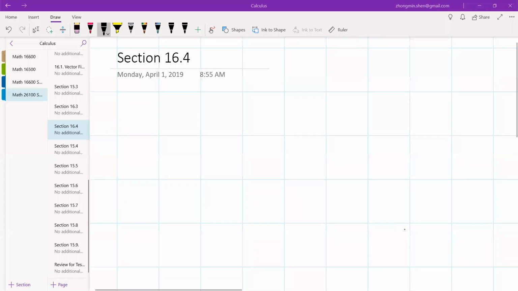Okay, today I'm going to talk about Green's theorem. Before I discuss Green's theorem and its application, I'm going to go over line integrals.